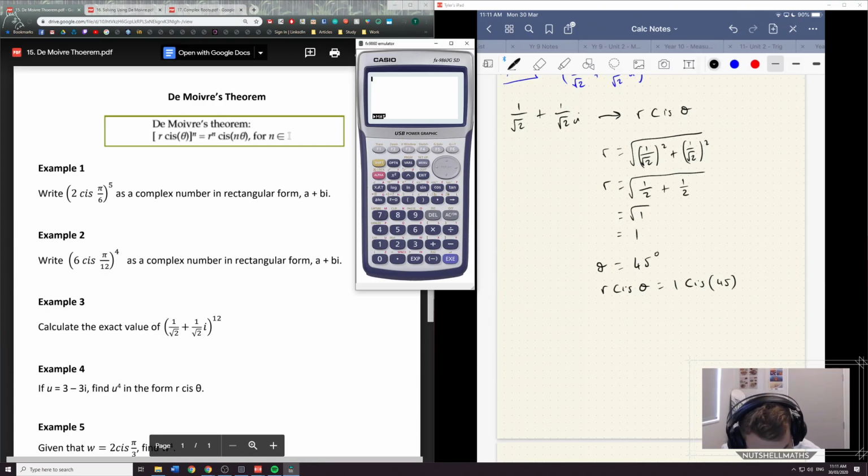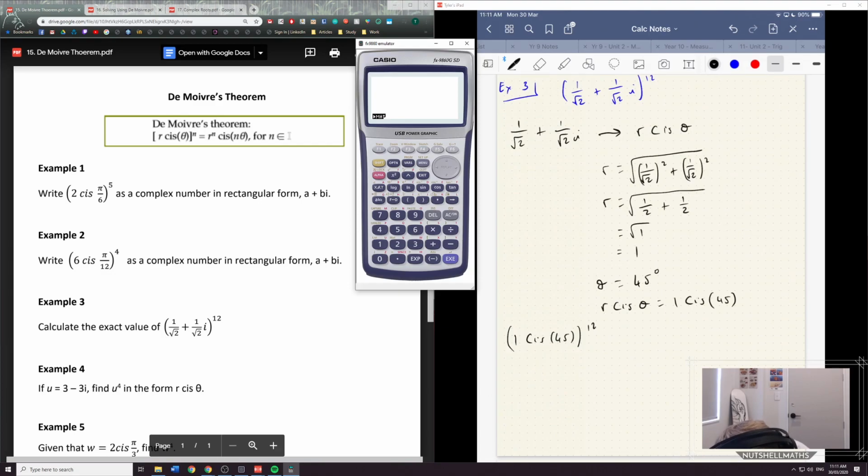Good. Now we can actually answer the question. All of this to the 12, which is going to be 1 to the 12, which is 1 cis 12 times 45. 12 times 45 is 540. Now, I think technically you could leave it like this, but it's really, really bad practice. We don't like to do that.